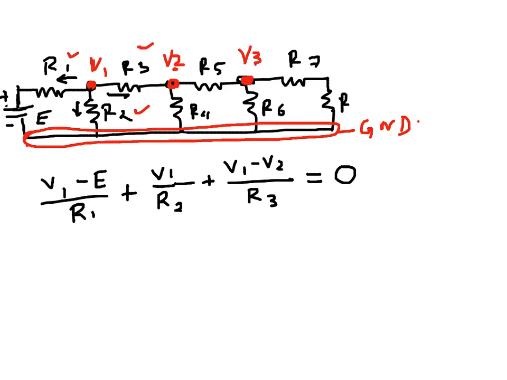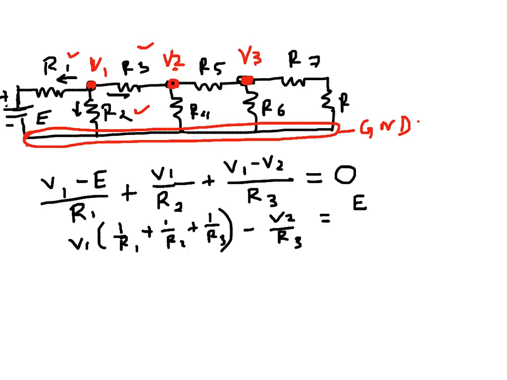So this one I can rewrite like this. V1 times (1 over R1 plus 1 over R2 plus 1 over R3), then minus V2 over R3, is equal to E over R1, which I can take on the right hand side. So this is the KCL equation for node 1.